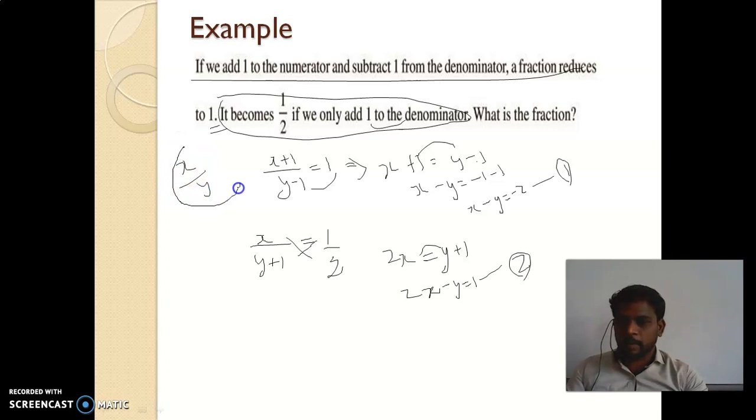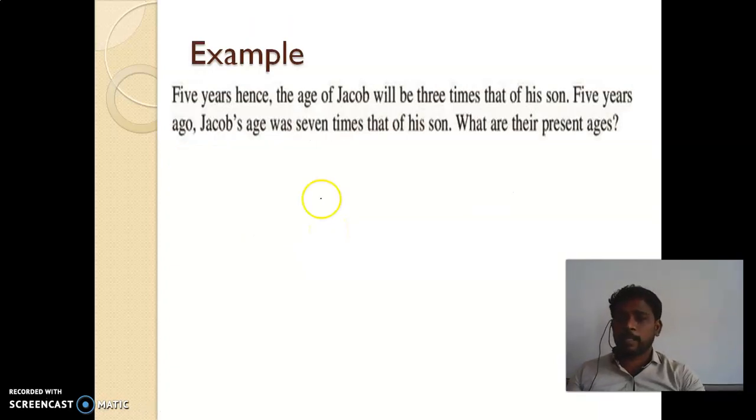The last sum is also the same thing. After solving equations 1 and 2, you find x and y and substitute here, that is, x in place of the numerator and y in place of the denominator. That is your required fraction. Okay, well, look at the next example.